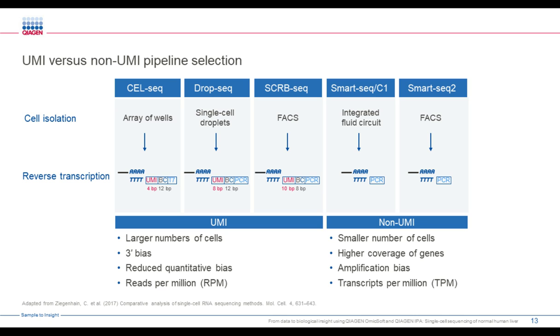For example, you have UMI, unique molecular identifier, based technology that will use the 3' tagging of unique molecules to minimize the amplification bias artifacts. And then there is also non-UMI based technology that tends to measure a smaller number of cells but has a higher coverage, and they don't have the 3' bias.